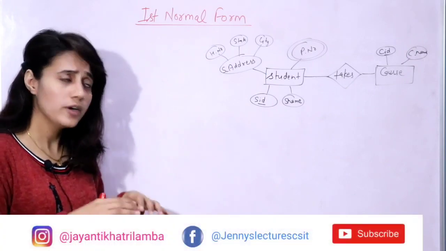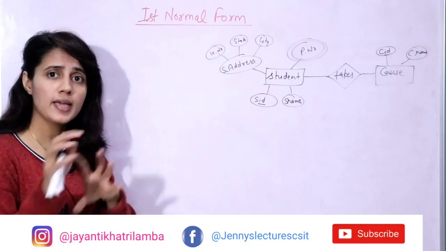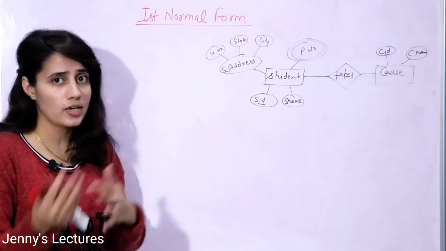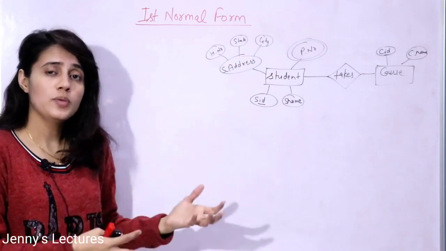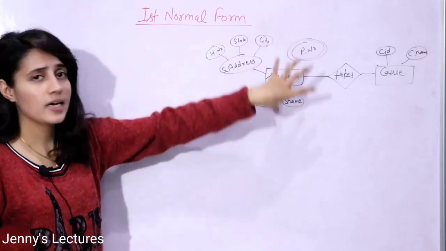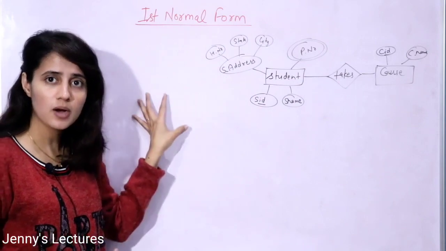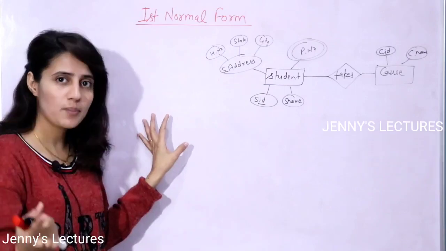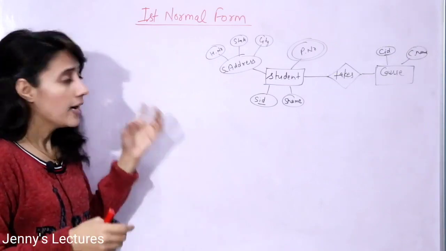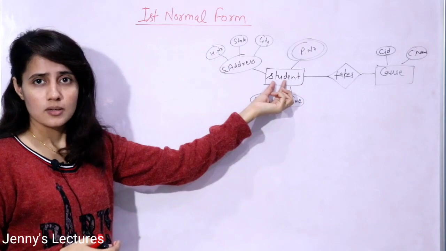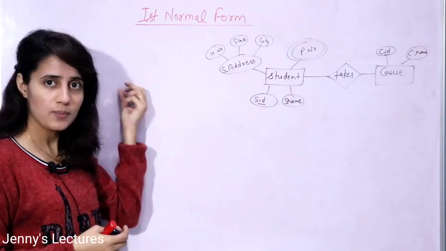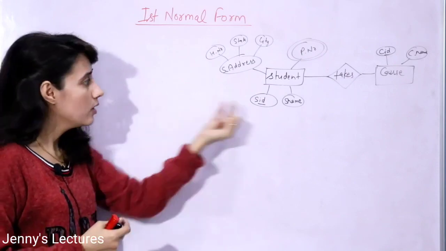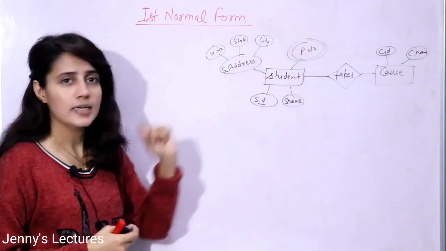Now when you convert this ER diagram into tables or relations, obviously you have to design your database. So you have to make some tables, converting this ER diagram into relational tables, a relational schema. How to convert an ER diagram into a relational schema, we will discuss in a separate video. In that case, each entity you will consider as a table. Table name is student, and in that table the attributes would be all the attributes of this entity.